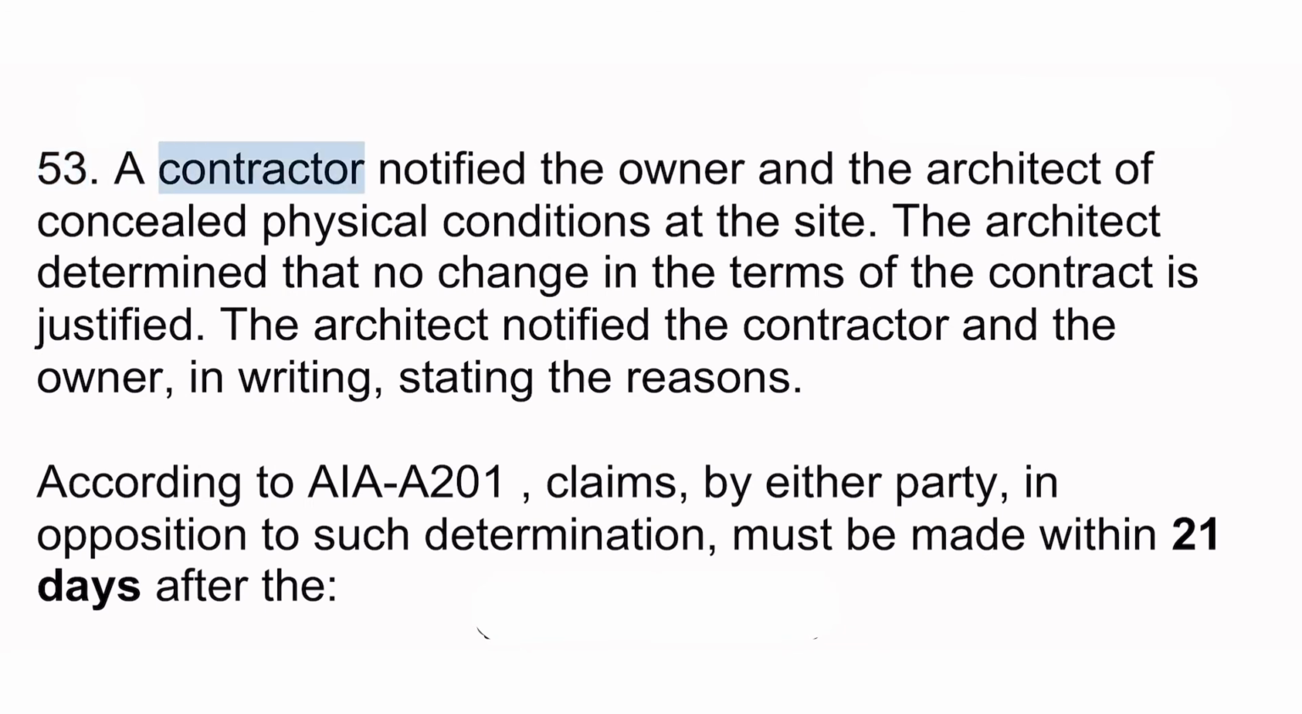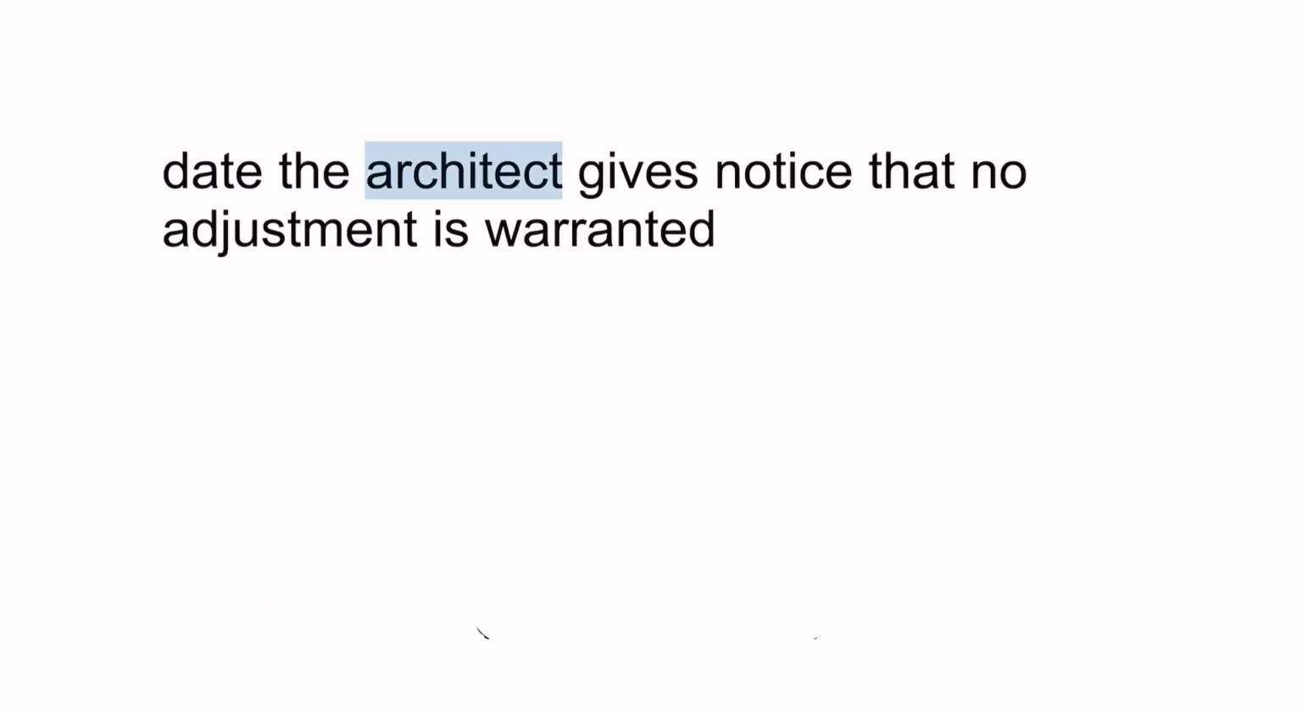53. A contractor notified the owner and the architect of concealed physical conditions at the site. The architect determined that no change in the terms of the contract is justified. The architect notified the contractor and the owner, in writing, stating the reasons. According to AIA 201, claims, by either party, in opposition to such determination, must be made within 21 days after the date the architect gives notice that no adjustment is warranted.